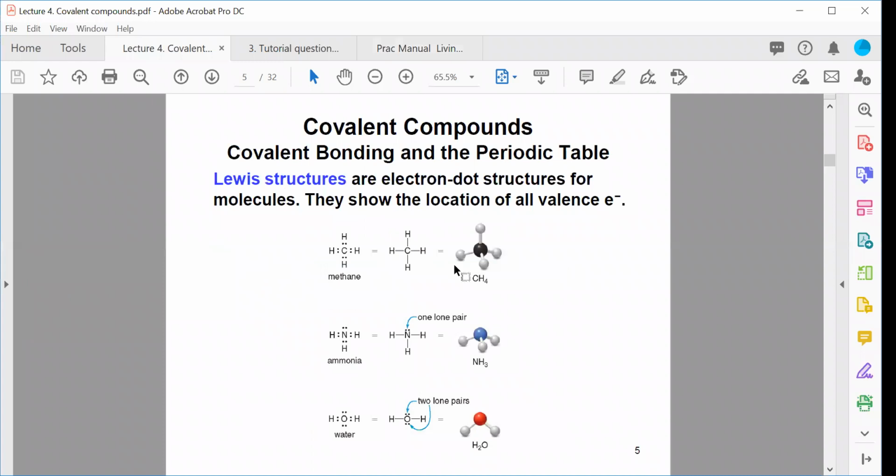All right, now we're going to look at Lewis structures. Lewis structures are simply electron dot structures for molecules. They show the location of all the valence electrons. We're going to work through each of these examples just to give you some practice. And we're going to start with this one, methane. CH4 is methane.